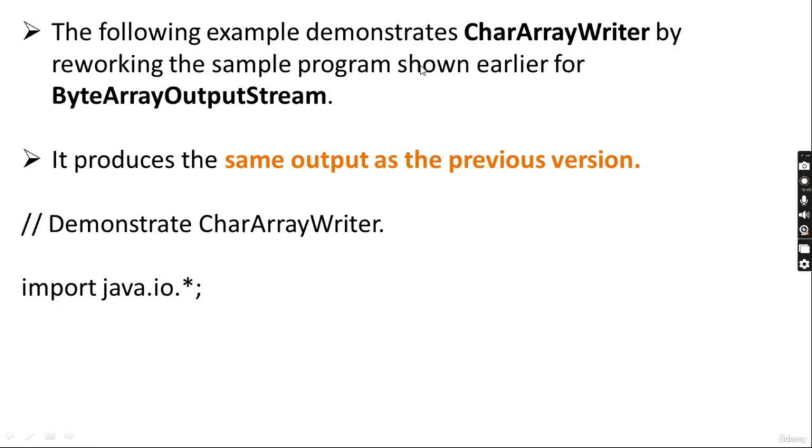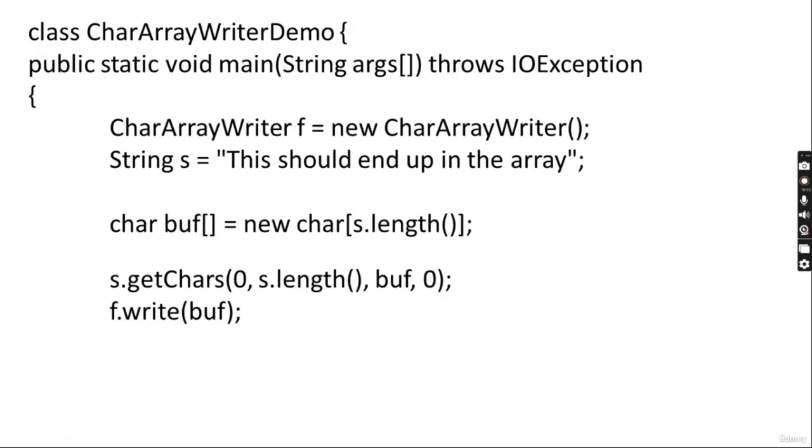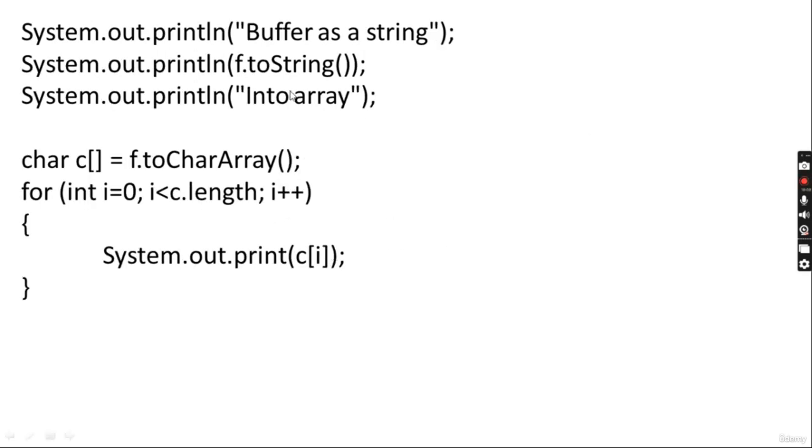Now we will see the CharArrayWriter example, by reworking the sample program of ByteArrayOutputStream. A new CharArrayWriter object is created. This should end up in the array. The buffer is equal to new char of s.length, s.getChars(0, s.length, buffer, 0), f.write(buffer). Okay, the buffer as a string, f.toString, into array. So f.toCharArray we get first into the character array, and from 0 to length it will display the output as c[i].